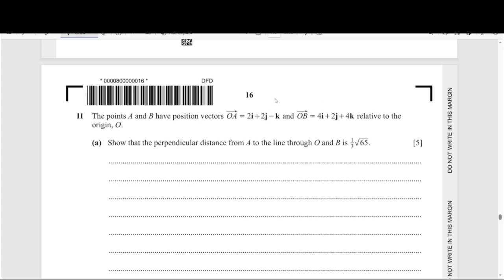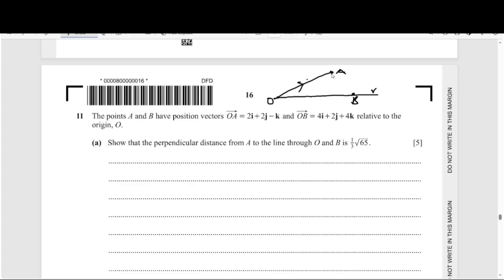So let me do a simple sketch here. So O here, and then A is relative to the origin, and let's say our B is somewhere here. Okay, let me use a straight line. Let's say B is somewhere here. Okay, then A is somewhere over here, and there's the origin. We are to show the perpendicular distance from A to the line through O and B. So there's a line that goes through O and B. Let's call that line R, right?